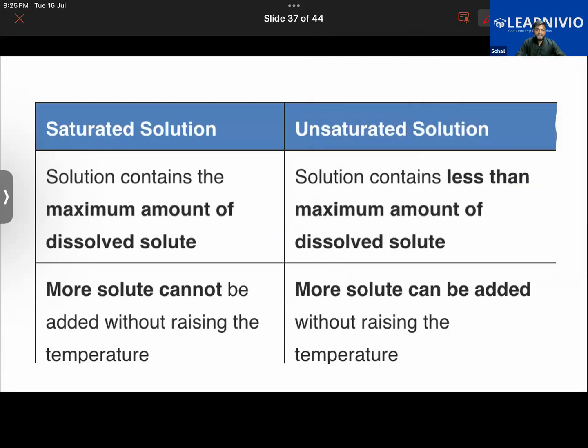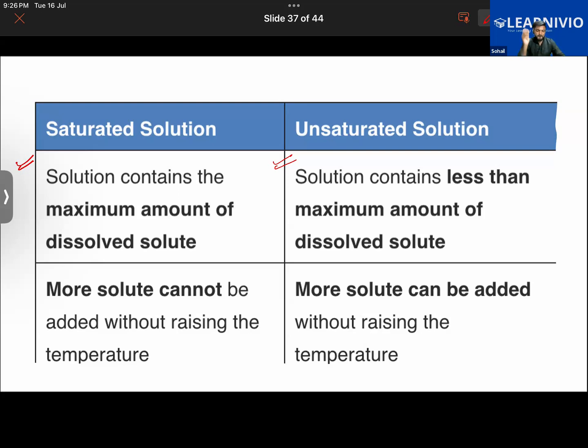So here are the differences between the two. First difference, Halima, you read the first difference between the two. Saturated solution contains the maximum amount of dissolved solute. Unsaturated solution contains less than the maximum amount of dissolved solute. Got this now? Clear to both of you? Yes, sir.